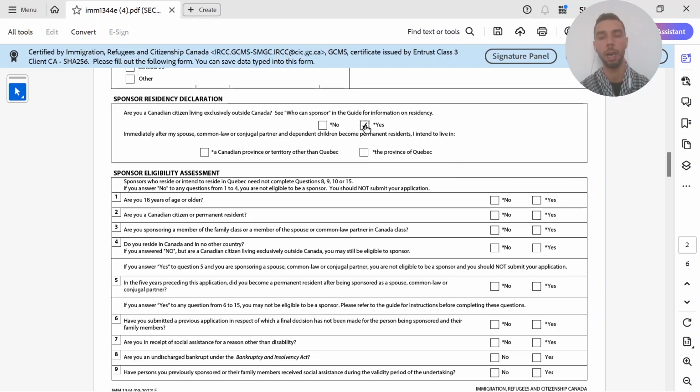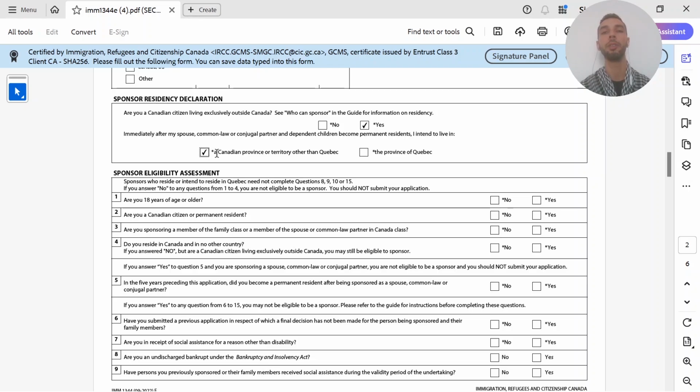In our case, our applicant lives in Morocco with her husband and they intend to move to British Columbia. So we're going to click immediately after my spouse, common law, or conjugal partner, and dependent children become permanent resident, I intend to live in a Canadian province or territory other than Quebec. Here, this is important because for all provinces in Canada other than Quebec, you have to prove that you are financially able to sponsor your spouse and their family members. So you'll need to show your T4, for example, your proof of income. If you're working in Canada, you have to show a work contract, etc., etc.